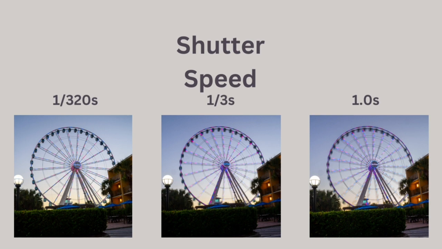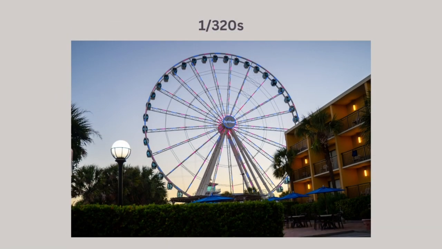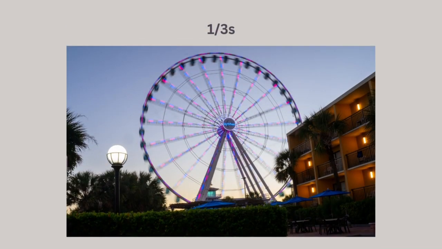At our fastest shutter speed, we have a very crisp, clear image. You can see the spokes on the Ferris wheel really clearly. You can see the individual cars very clearly, and the word Sky Wheel is very clear. We have succeeded in freezing motion. At 1/3 of a second, we're starting to see the blur where we've captured the motion. You can see that the lights of the spokes are blurring and that the cars are not so crisp and clear.